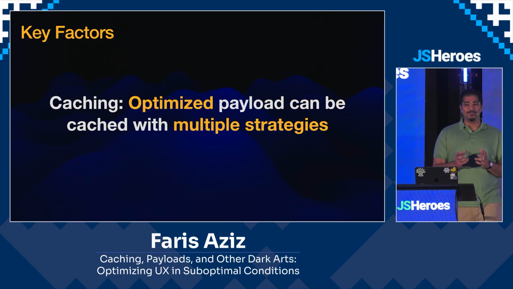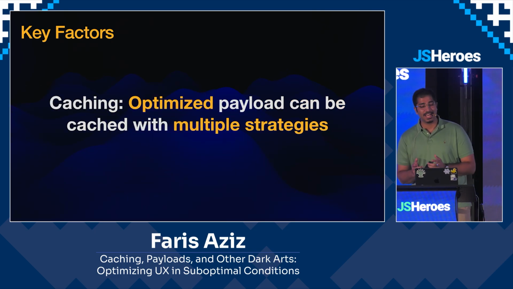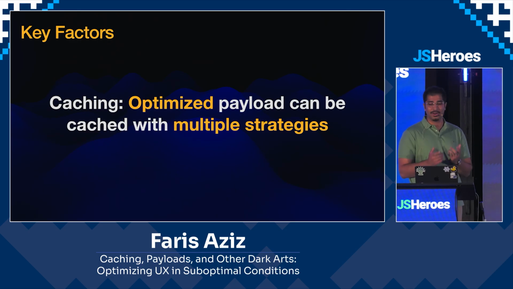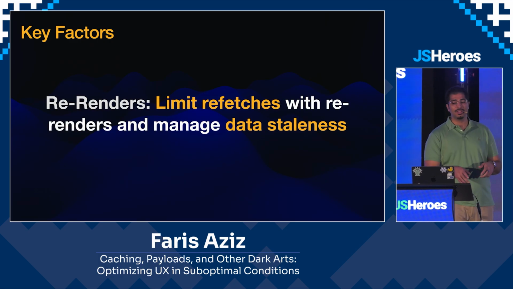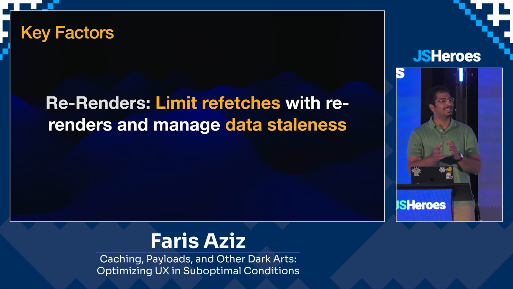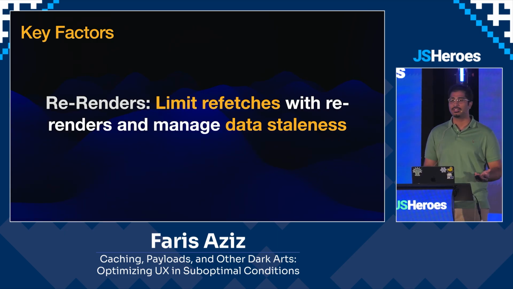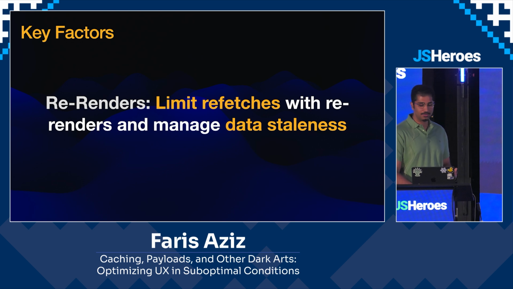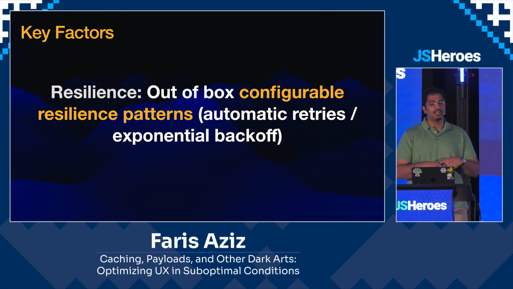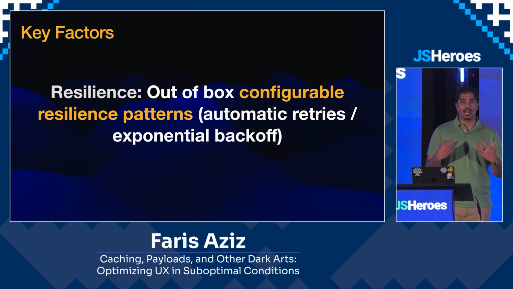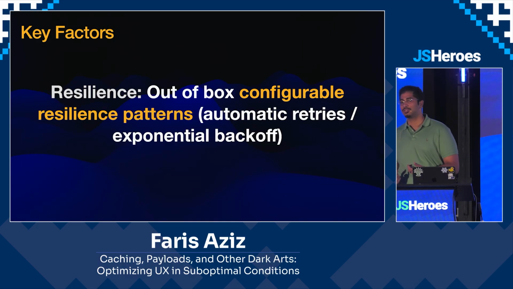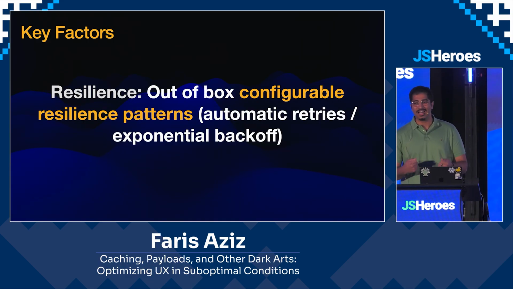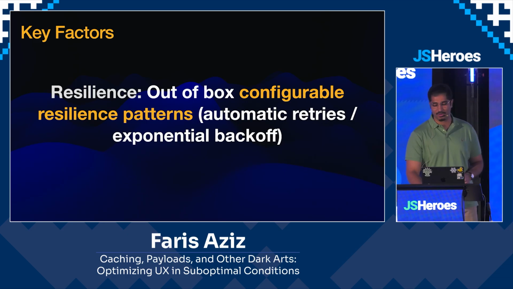Cache it. It's optimized. The optimized payload can now be cached with multiple strategies incredibly easily. And when it comes to re-renders, you're limiting the refetches and you're managing data staleness in a much healthier fashion, and they provide incredible dev tools to do so. Then you get that configurable resilience out of the box to make sure you're implementing the right strategies and you're not hammering your servers when you want data. You need to add a little bit more patience to the way you're making your requests.